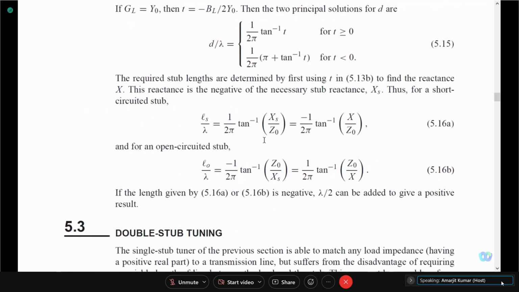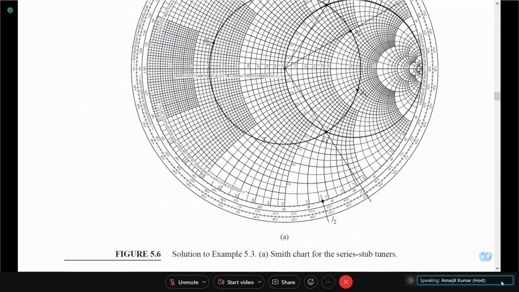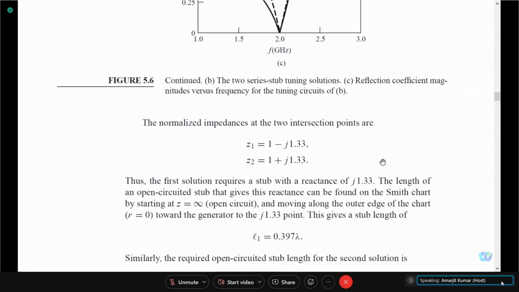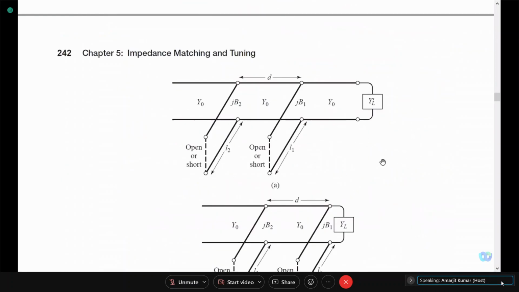How many degrees of freedom do we have in single stub matching? In this case, 2 degrees of freedom: D and L, that we can change. So here we have 2 solutions. Here we have L1, L2 and D. If D is equal to lambda by 8, there will be some L1, L2, and for D equal to 3 lambda by 8 or lambda by 2 or lambda by 4, we can calculate L1 and L2.